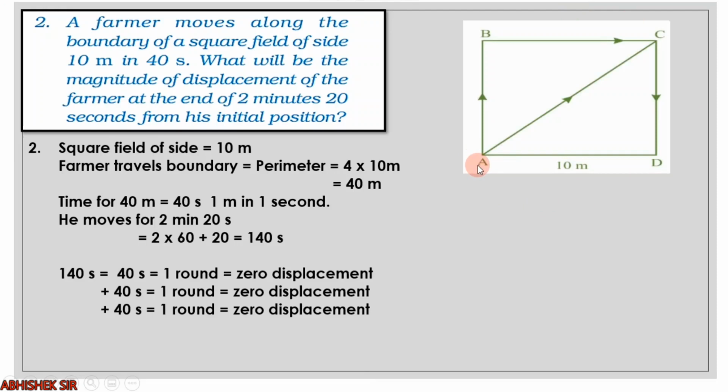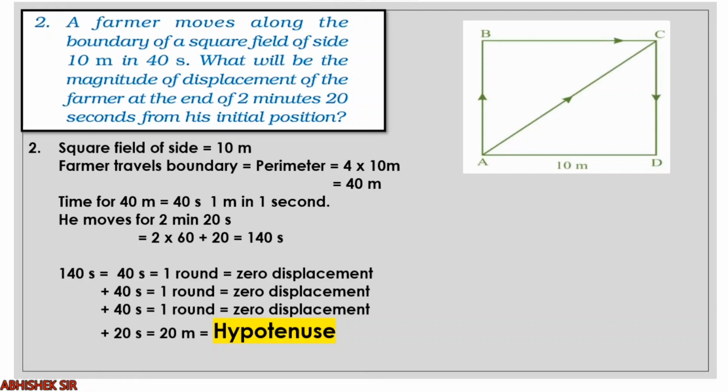Now you see we only have 20 seconds left. That means in the last 20 seconds he will be traveling like this, suppose A to B and B to C. 10 seconds A to B, 10 seconds B to C. So finally he reaches from A after 20 seconds to C. Then what is the displacement? That means displacement is the shortest distance. Over here you can see AC is the shortest distance. That is our displacement. So in short, what we have to do, we have to find the hypotenuse.